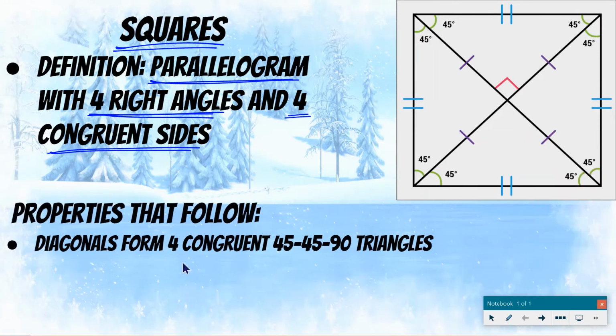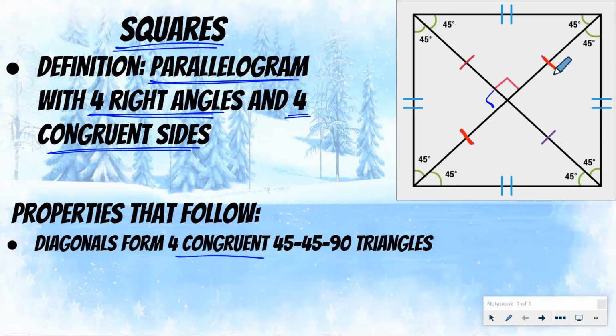And because of that, we have 4 congruent 45, 45, 90 right triangles that are formed there. So just like in a rectangle, we have perpendicular bisecting diagonals that form isosceles triangles. But now instead of 2 different pairs of triangles, we have the same base there and there, so all 4 triangles must be the same. And they have to be 45, 45, 90, because if these angles are going to be congruent and complementary, then they both have to be 45 degrees.